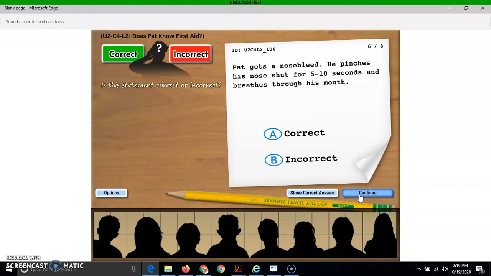Pat gets a nosebleed. He pinches his nose shut for 5 to 10 seconds and breathes through his mouth. And that should actually be 5 to 10 minutes, not 5 to 10 seconds. So as it's written, that was incorrect, but it's a typo there. It should be 5 to 10 minutes.